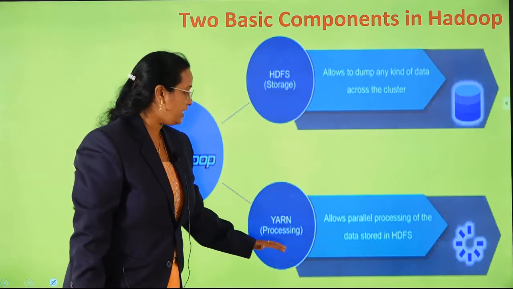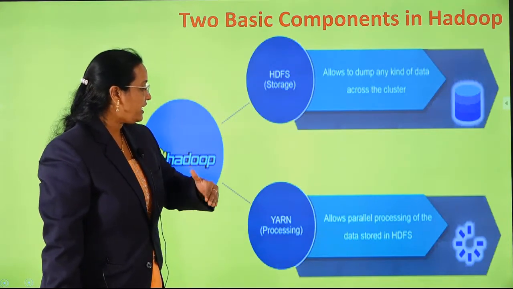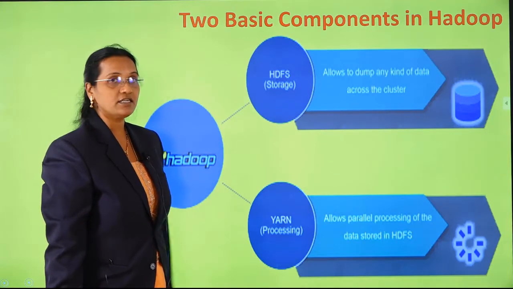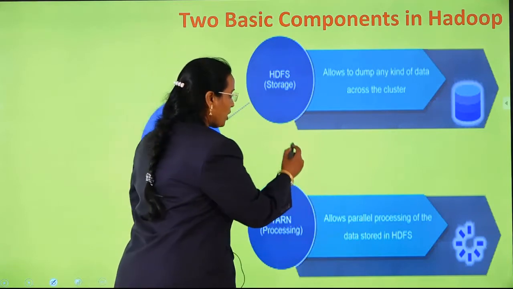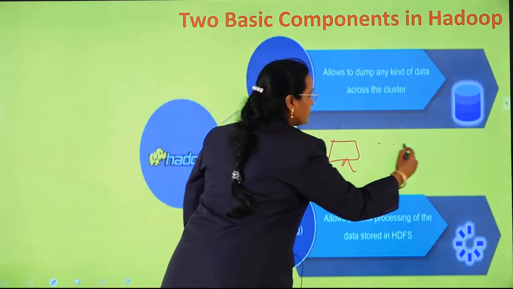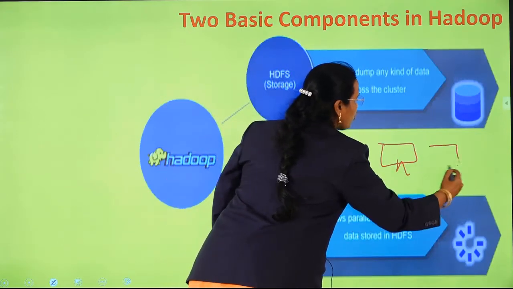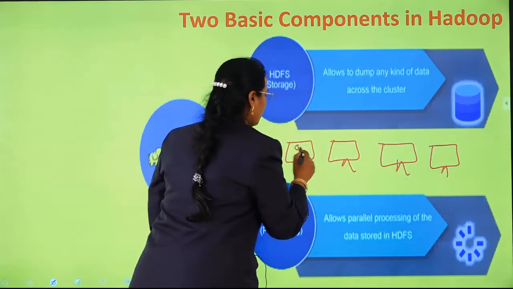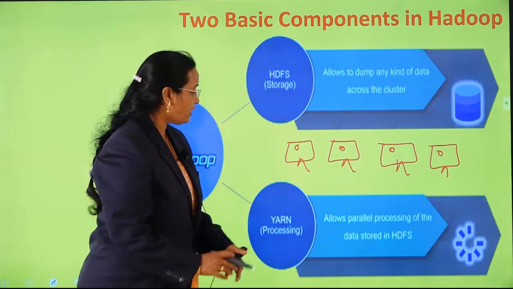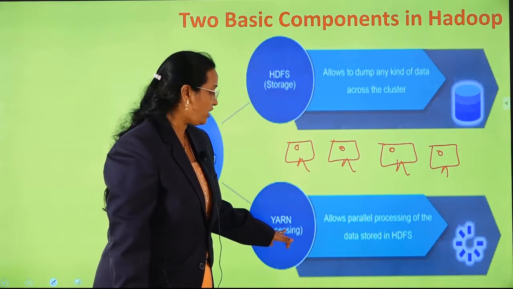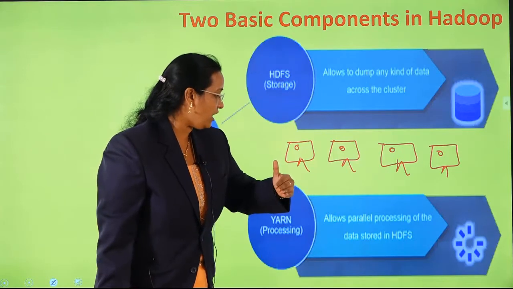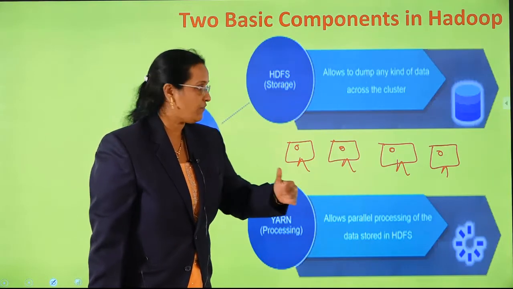Similarly, let us take YARN. What will YARN do? It allows parallel processing of data stored in HDFS. What is this parallel processing? On these nodes, I am having data. Here data is stored, data is stored, data is stored. All these data, what is YARN doing here? Processing. It allows parallel processing of data stored on the HDFS.